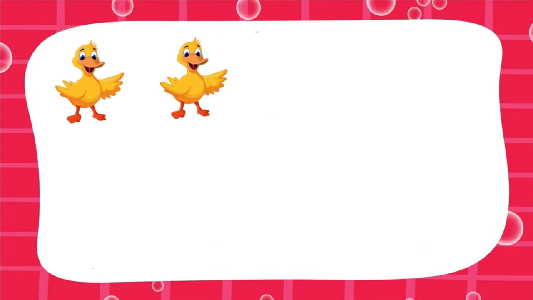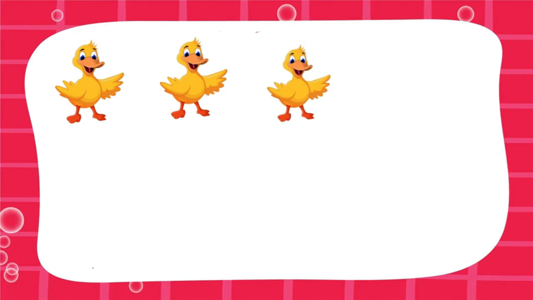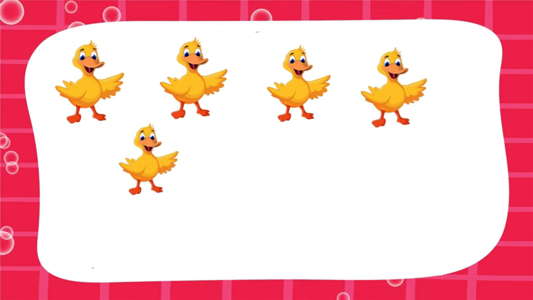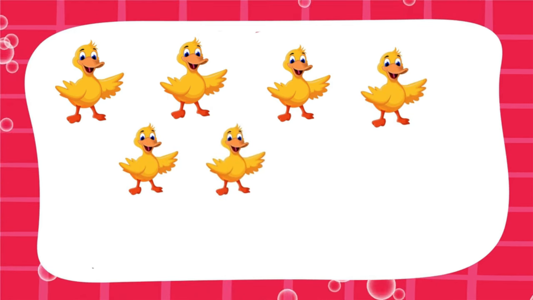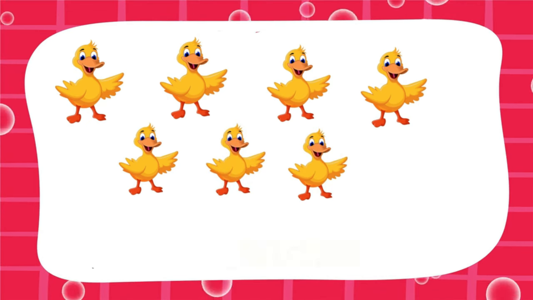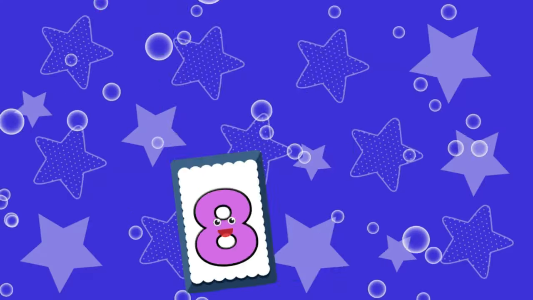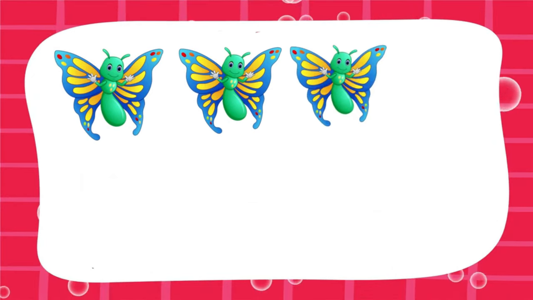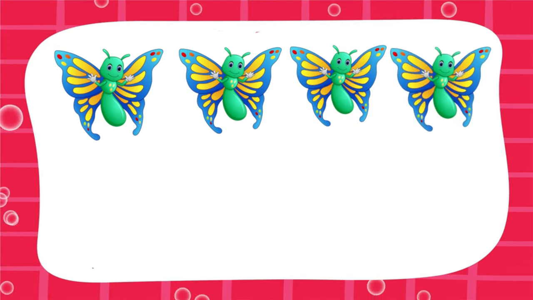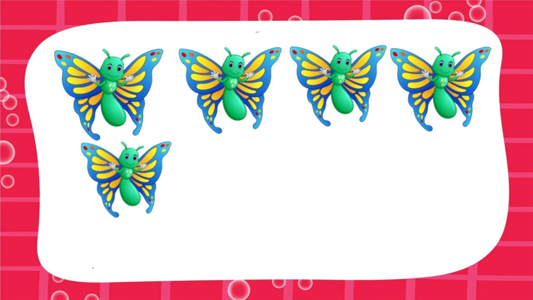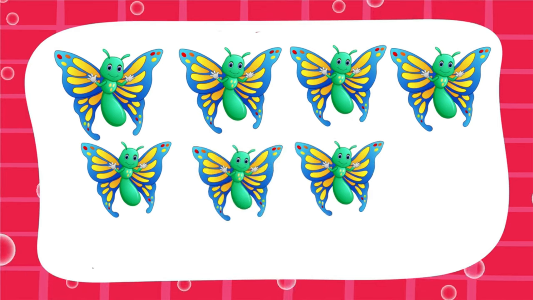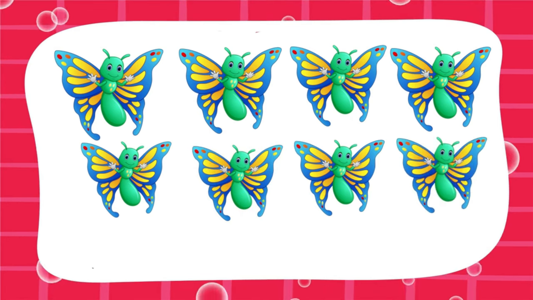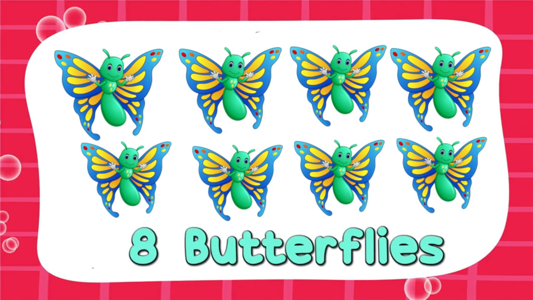Seven. One, two, three, four, five, six, seven. Seven ducks. Eight. One, two, three, four, five, six, seven, eight. Eight butterflies.